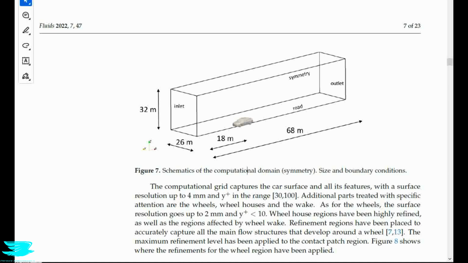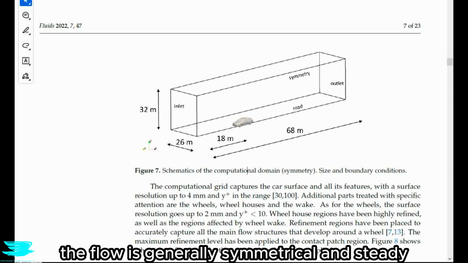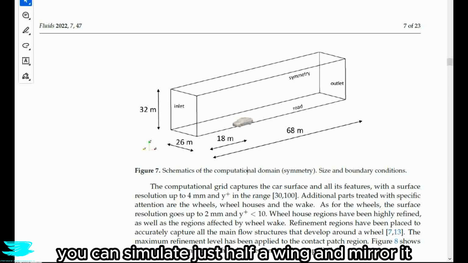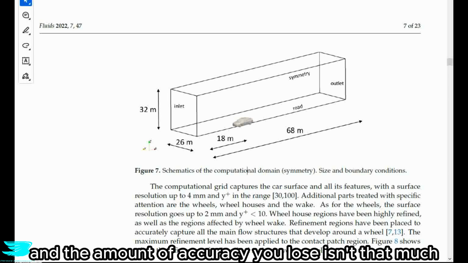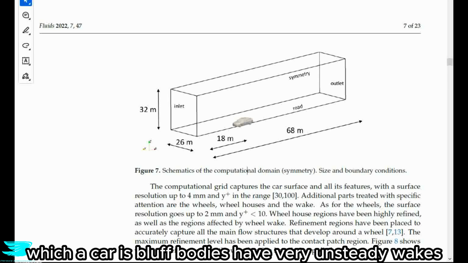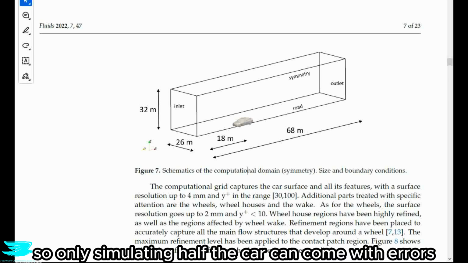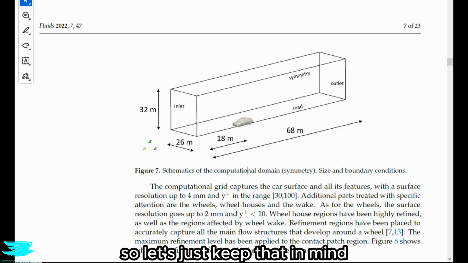isn't okay. So for streamlined objects like wings, the flow is generally symmetrical and steady, and hence you can simulate just half a wing and mirror it, and the amount of accuracy you lose isn't that much and could be worth it. On the other hand, when it comes to bluff bodies, which a car is, bluff bodies have very unsteady wakes, and that almost always comes with an asymmetric flow. And it's also unsteady. So only simulating half the car can come with errors. So let's just keep that in mind and look at the general trends instead of the exact numbers going forward.